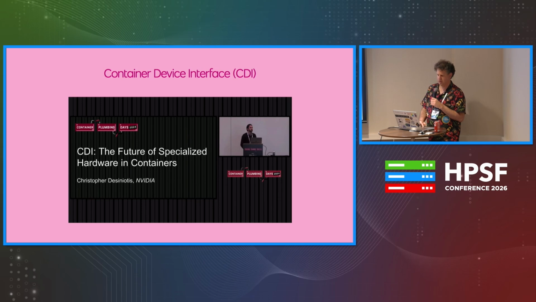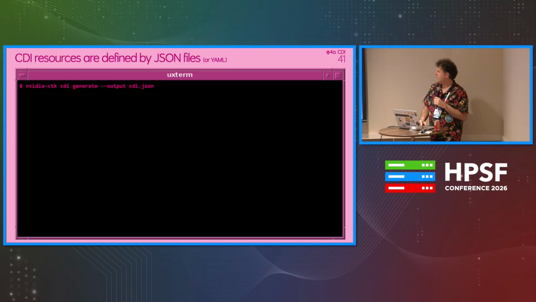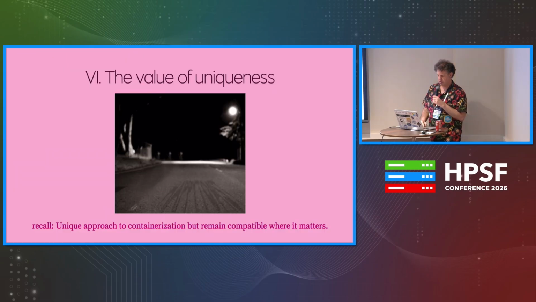And I see that we're getting very short on time. This is a standard I do like because it's descriptive. This is how you get stuff like GPU drivers into the images, but we have like 3 minutes, so you'll just have to take my word on it. So we'll go right to the value of uniqueness.